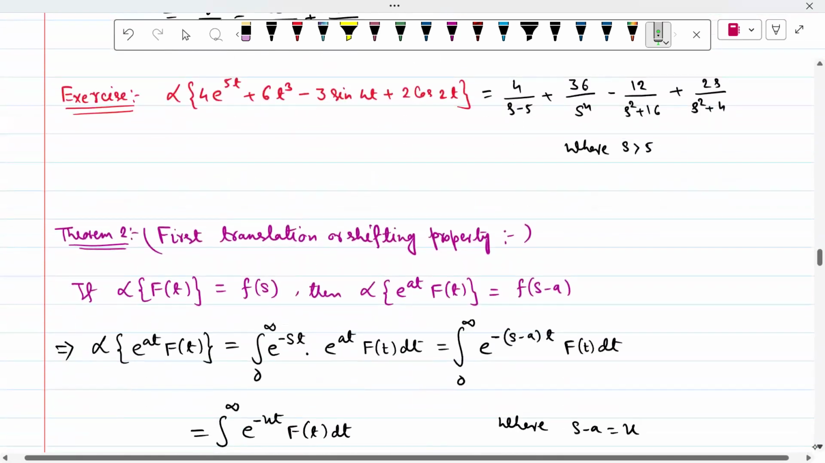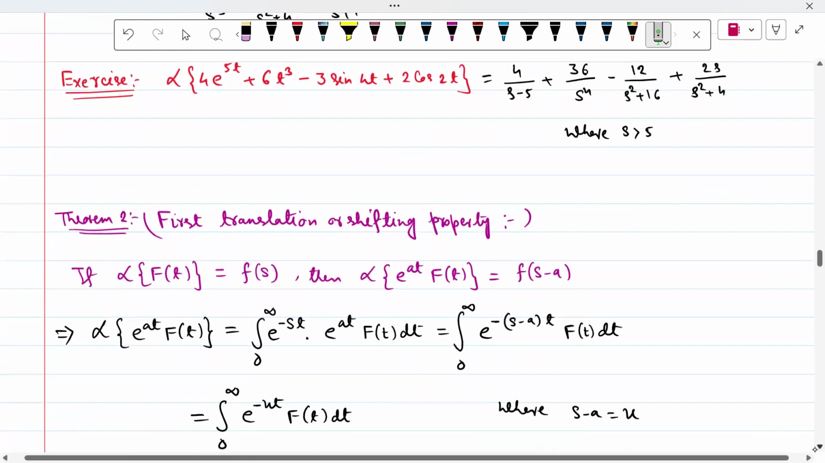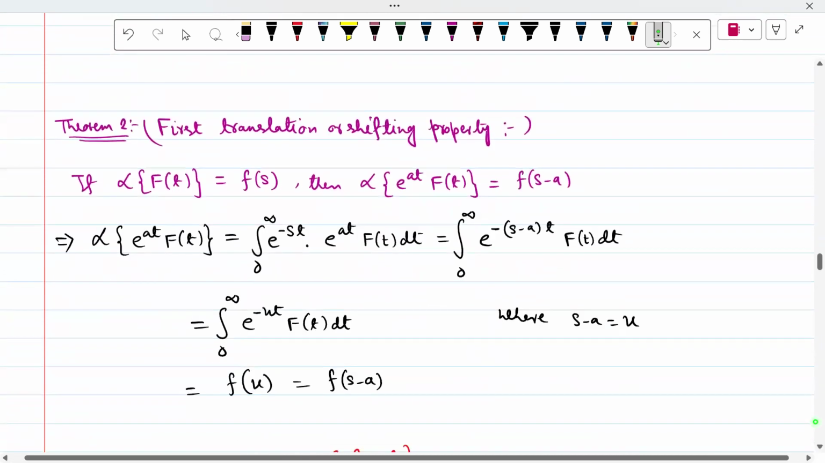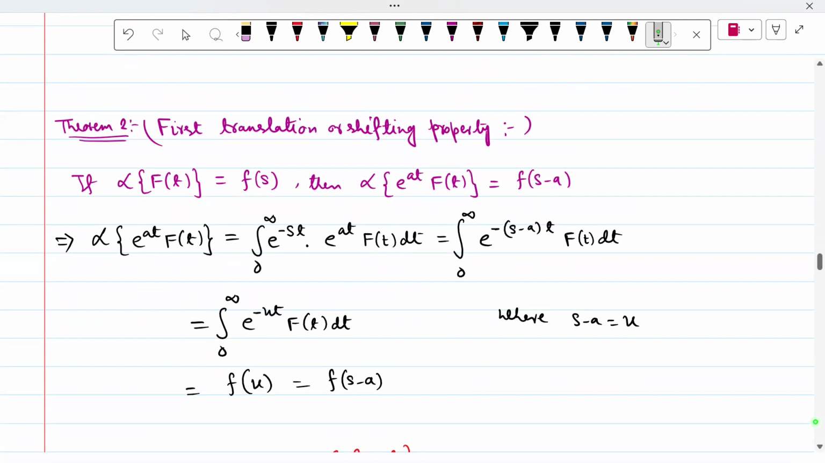Next we prove the first translation or shifting property. So what is the shifting property? Let the Laplace transform of f(t) be given by F(s), then the Laplace transform of e to the power at f(t) is equal to F(s minus a).